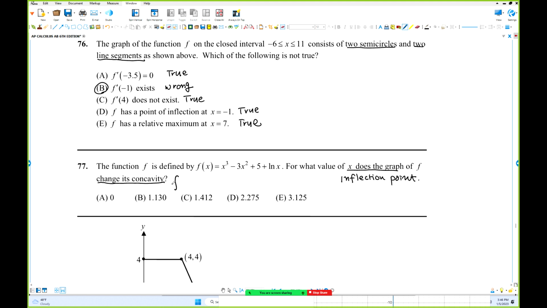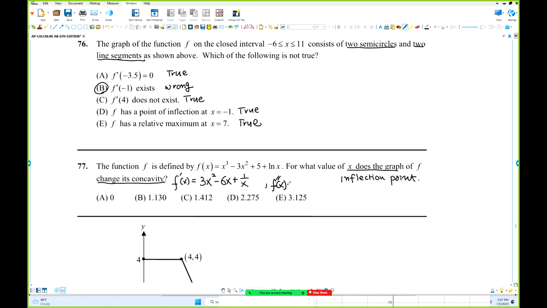Find the first derivative first. F prime of x is 3x squared minus 6x plus 5. The 5 is a constant, so its derivative is 0. The derivative of ln x is what? 1 over x. Yeah. If the slope of the first derivative is 0, okay, if the derivative of the first derivative is 0, there is an inflection point. Or you can use the second derivative, okay too.